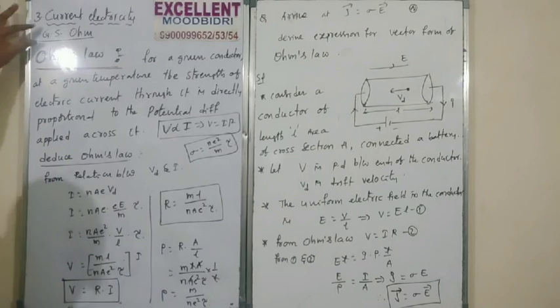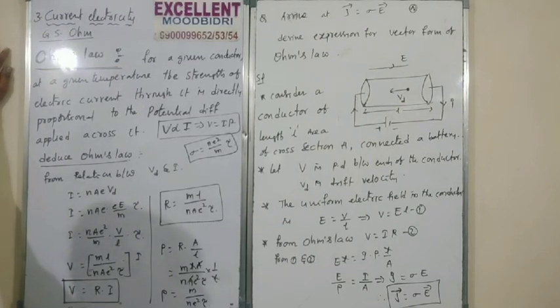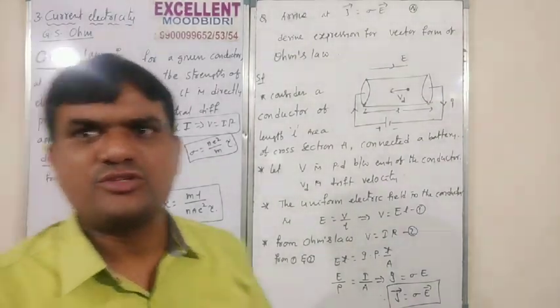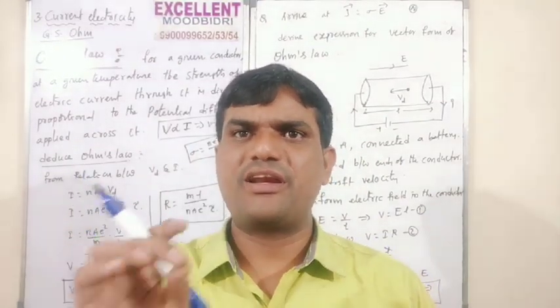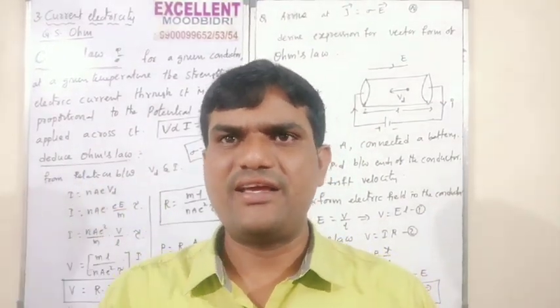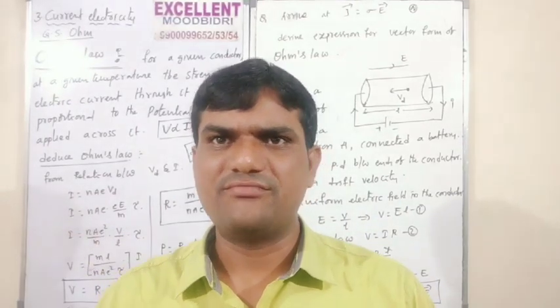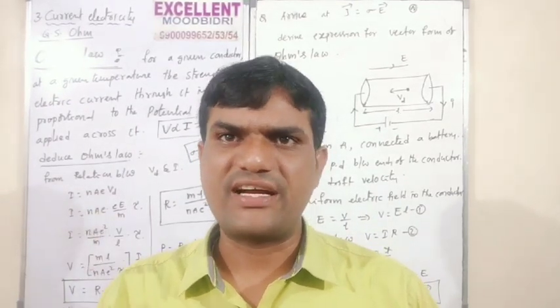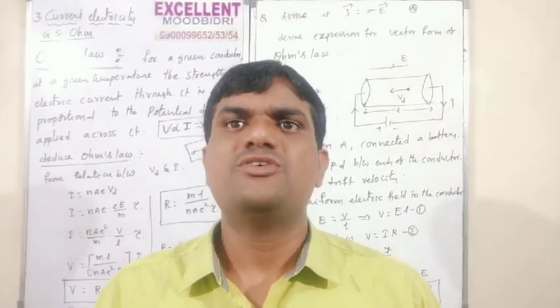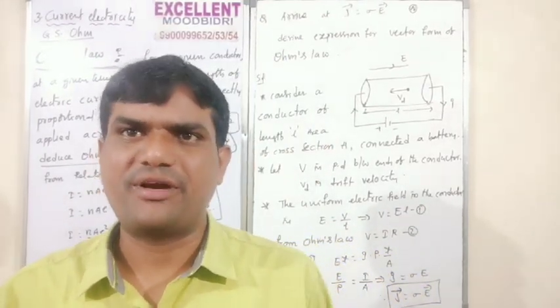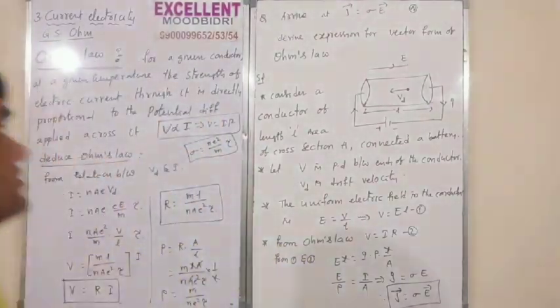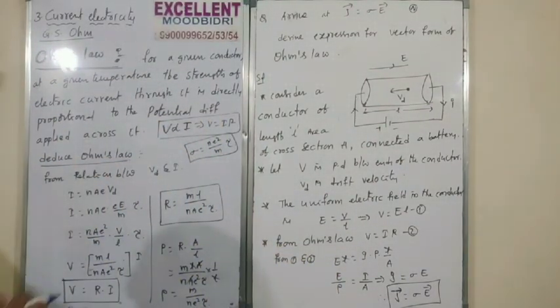This is given by G.S. Ohm, George Simon Ohm. George Simon Ohm gave the relation between potential and current, the relation between V and I. That means the flow of current through a conductor is directly proportional to the applied potential difference at a given temperature and pressure, right? Okay, so what is the given statement here?